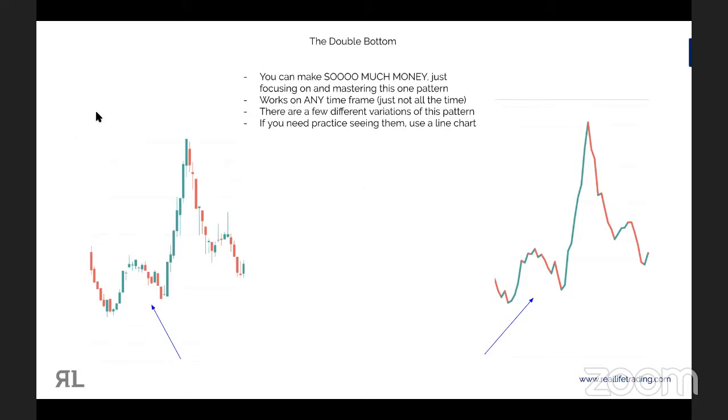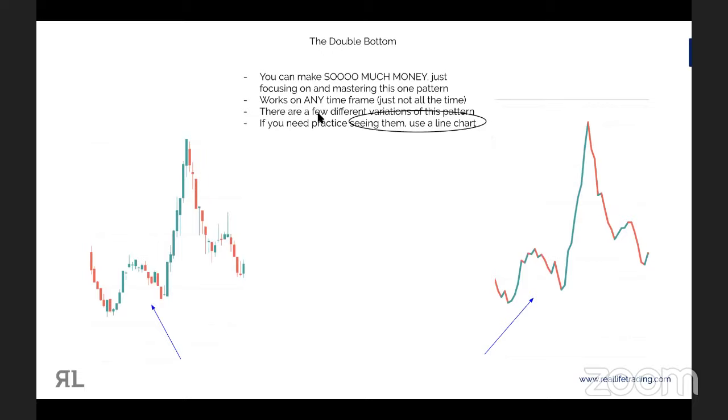So the double bottom is a chart pattern. Works on any time frame. And there are a few different variations of this pattern. If you need help practicing seeing a double bottom, try using a line chart. So if you are just really hesitant, like you don't initially see a double bottom, begin using a line chart. Line charts will help you.